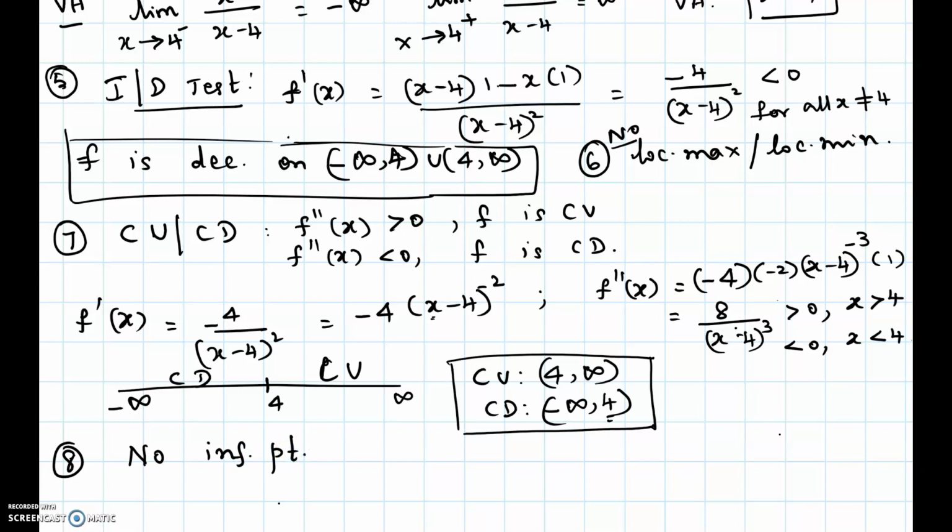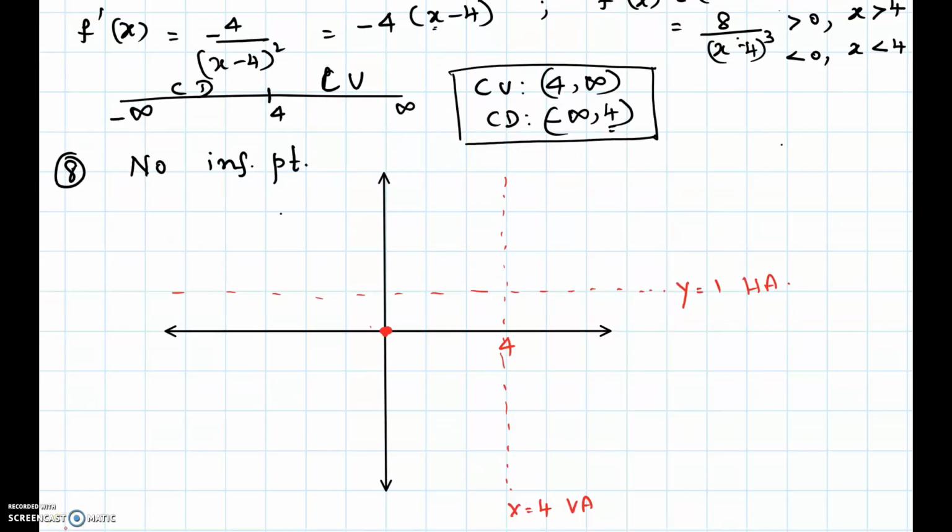Now the last part reminds us to sketch the graph. So we notice several things. x equal to 4 is not part of the domain, and also x equal to 4 is the vertical asymptote. y equal to 1 is the horizontal asymptote. The graph also passes through the origin. So the graph passes through the origin, hugging the asymptotes, and it's concave up to the right of 4 and concave down to the left of 4. This is how a rough sketch of the graph would be. Hope this video helped.